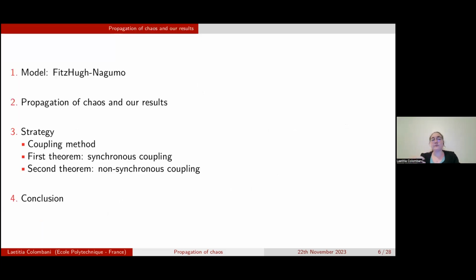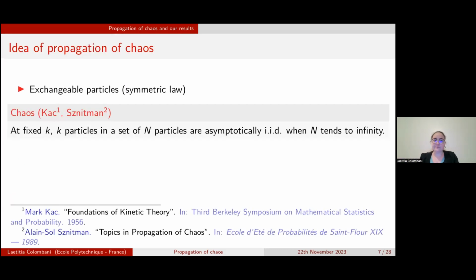So about the propagation of chaos and the results we obtained. What is the propagation of chaos? First, we need some exchangeable particles. It means that we can label the particles in another way, and the law is the same. So if my first particle becomes the 10th particle, it's okay. We can call that a symmetric law.